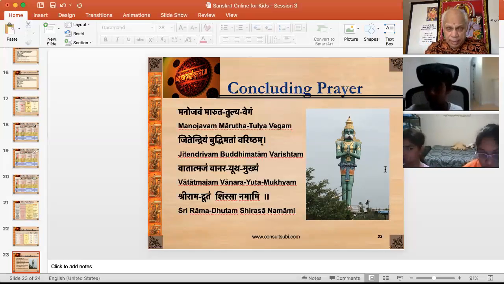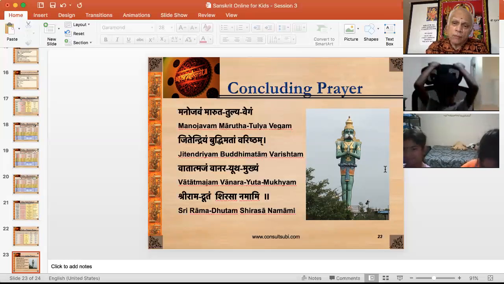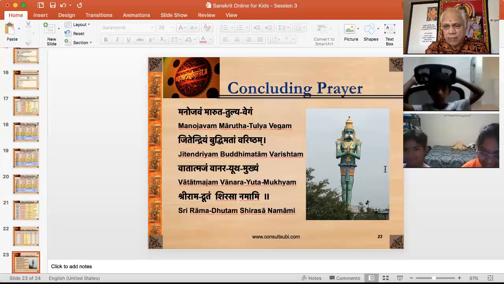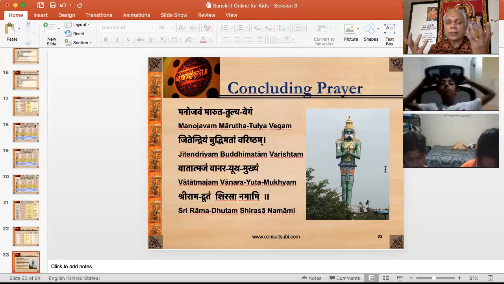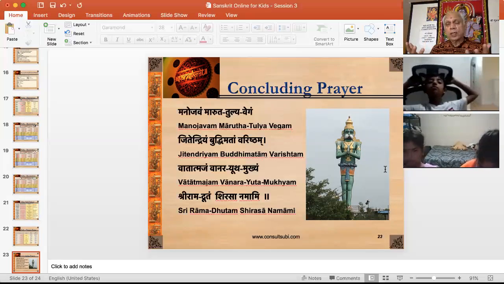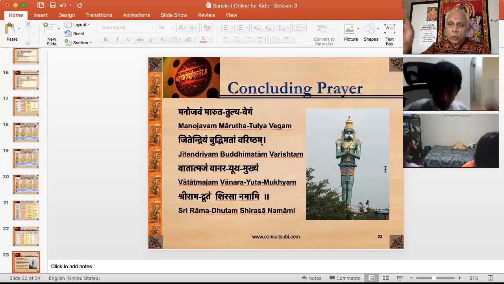Maruta tulya, Maruti. Marutam means wind. The breeze that you get. You know how fast it can be. It can be like a thunderstorm, or it can be a breeze which can fly off the roof. It can even fly off the clothes. Maruta tulya vegam. Tulya vegam means the speed of the wind. It's as fast as the mind goes, and as fast as the wind goes.